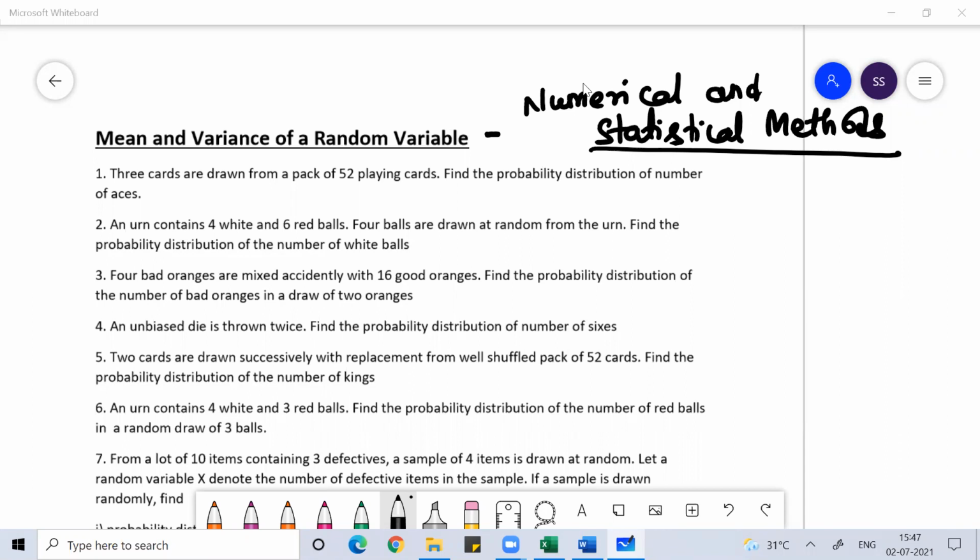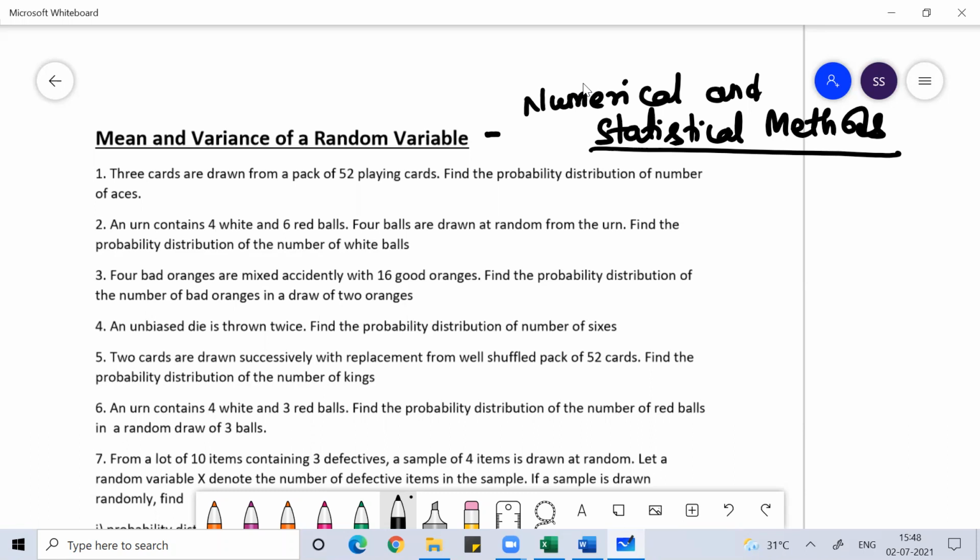Okay, in this class, we are starting a new unit where we are going to discuss the problems related to the mean and variance of a random variable. So 100% in exam, you will get a question based on this concept. So first, in this introductory class today, we're going to discuss how we can calculate the probability distribution.